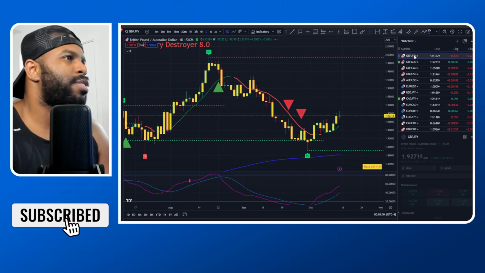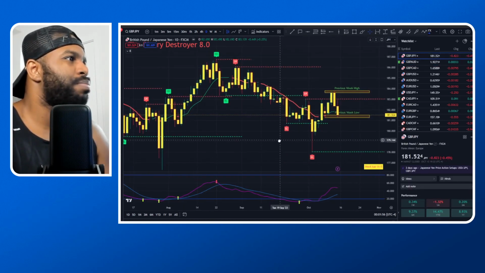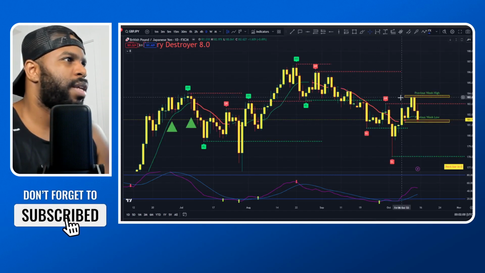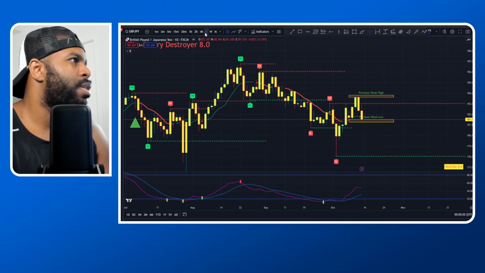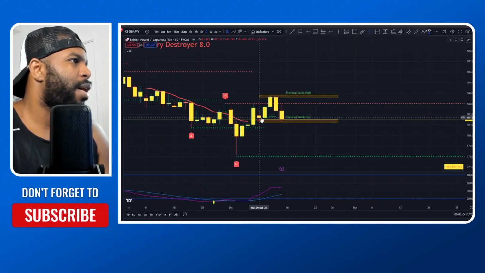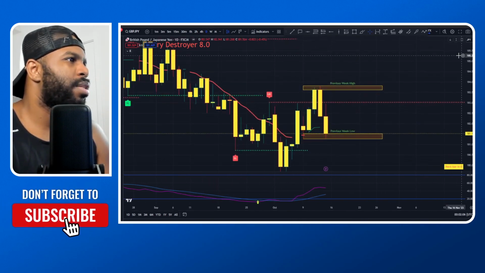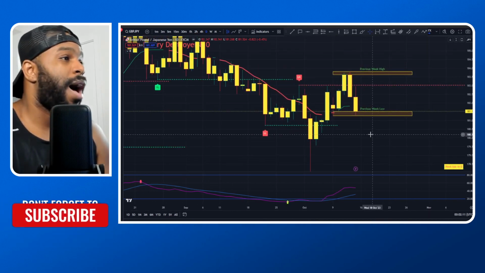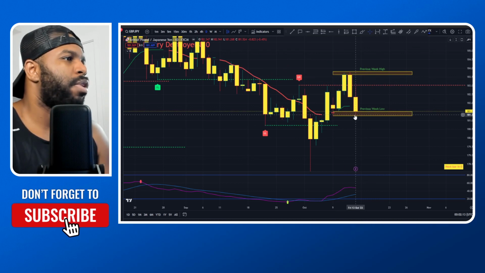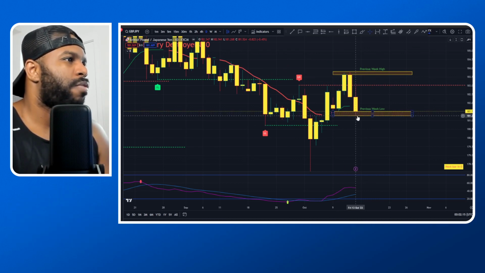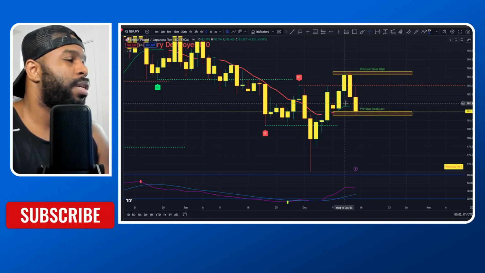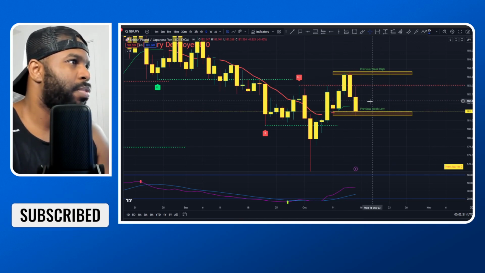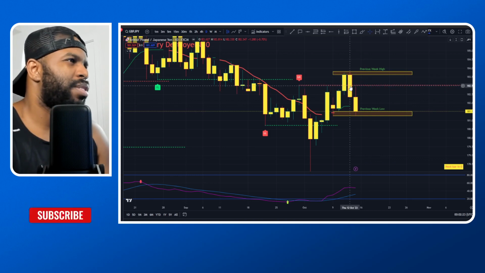I already marked up my chart on GJ, as you can see here on my charts right now. What I usually do is I go to the daily chart, and basically I look for the previous weekly high and low. My previous weekly low is on Friday, and my previous weekly high was on Wednesday. Well, Thursday to be exact.